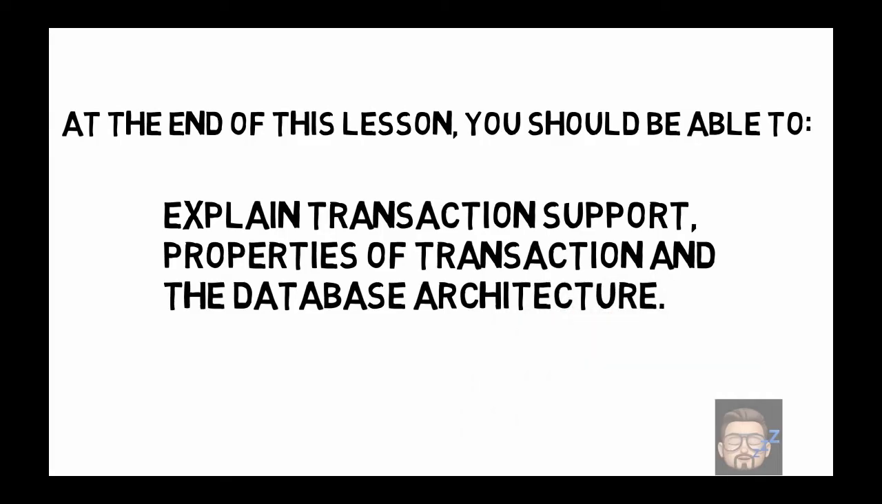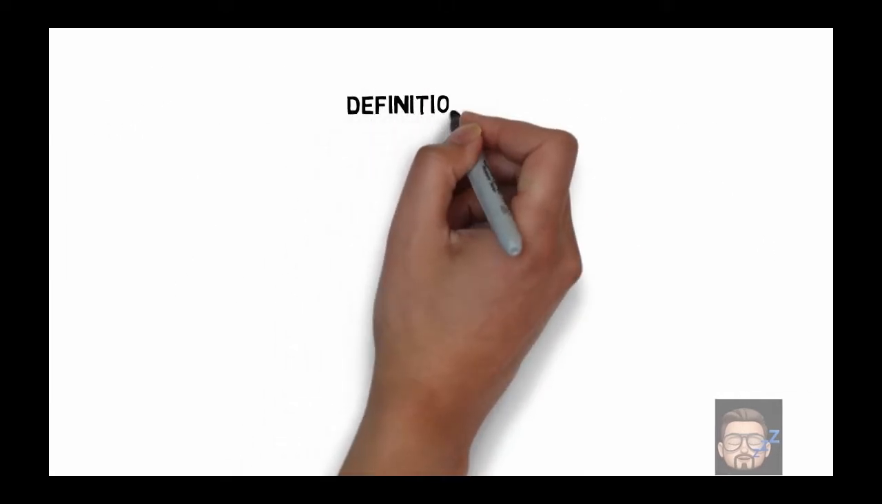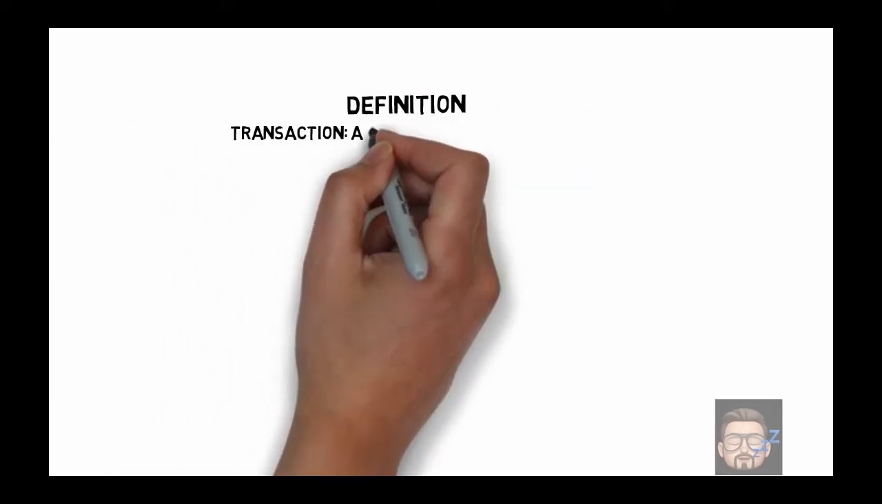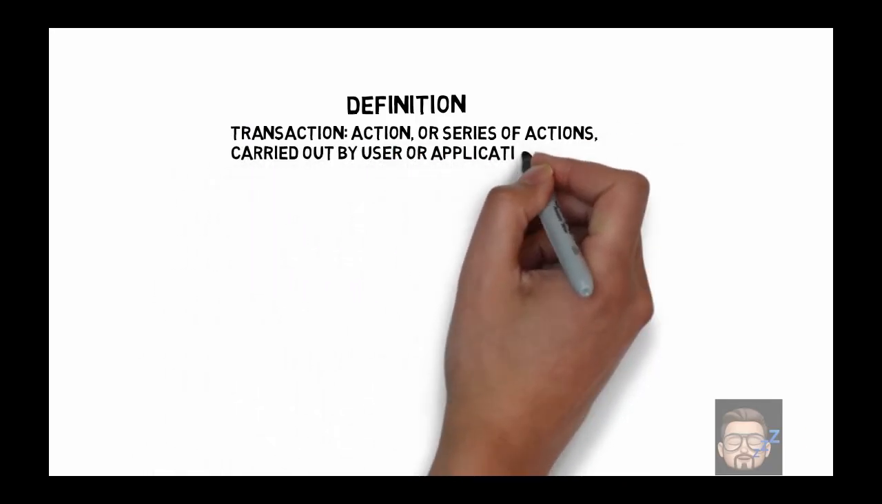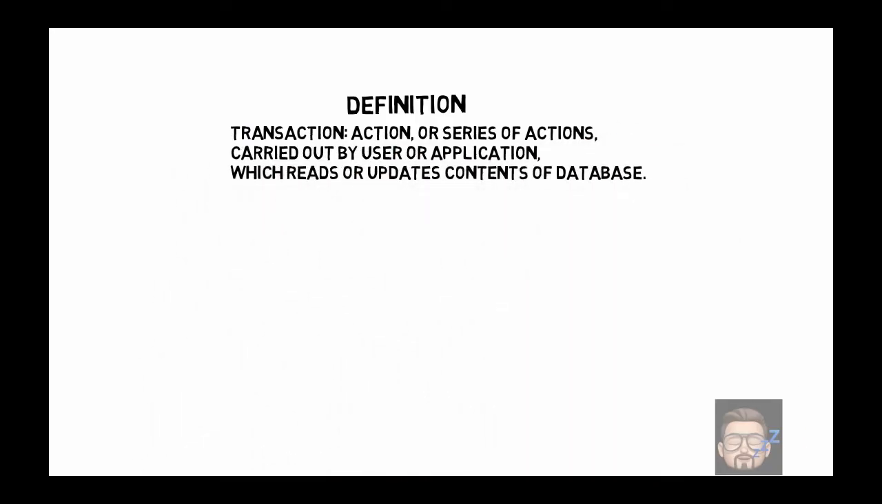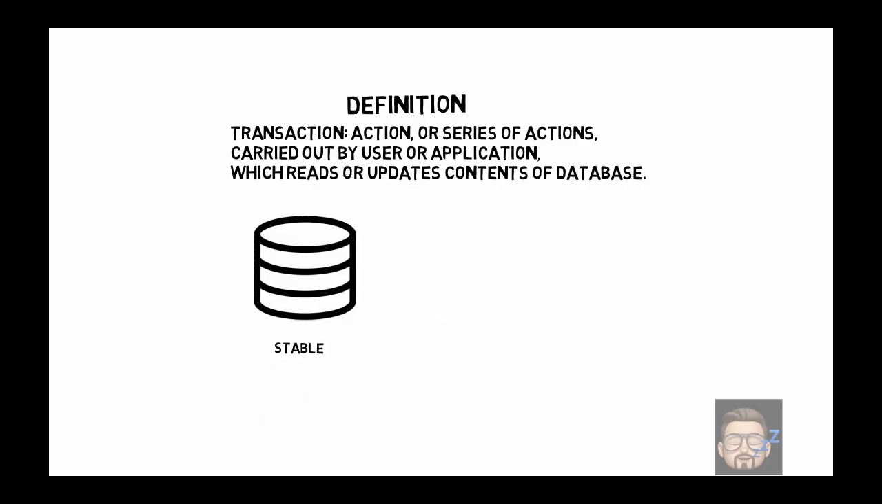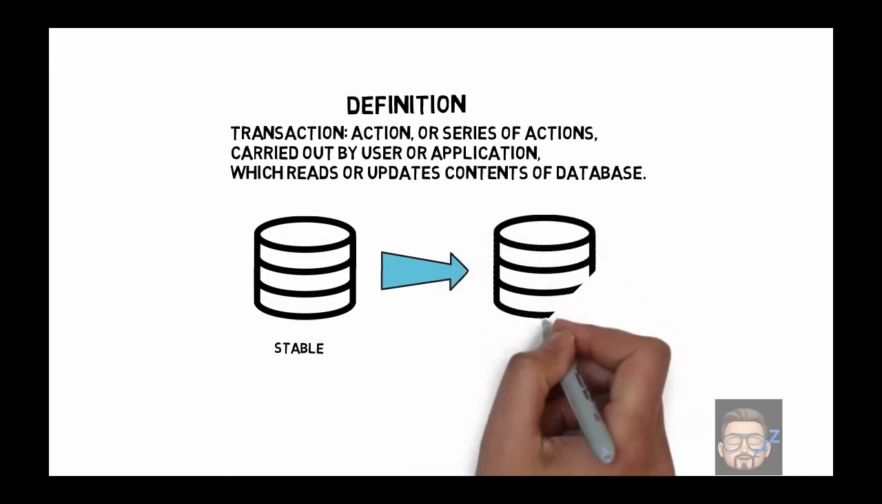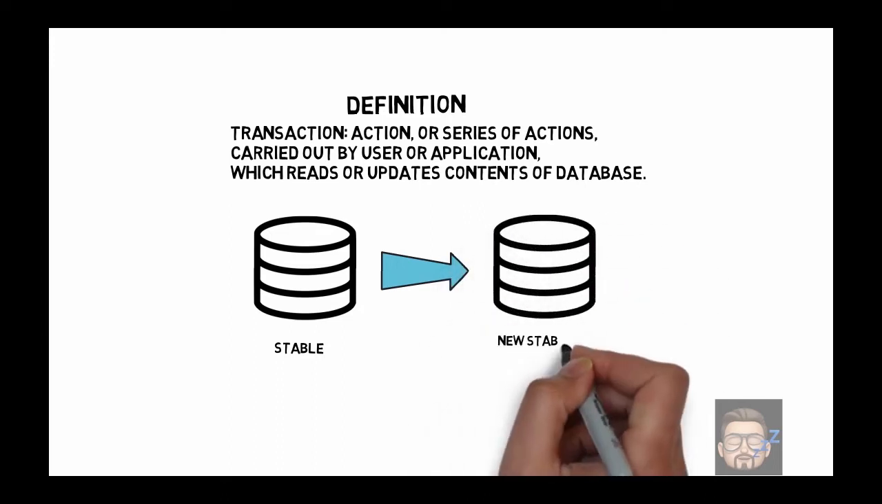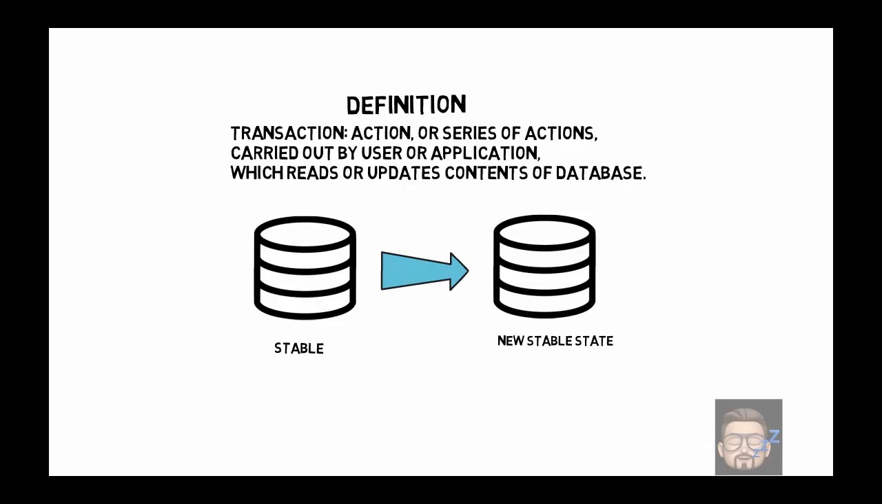architecture. Transaction is an action or series of actions carried out by user or application which reads or updates contents of database. Each operation on database can be considered as transactions. During transactions, database is transformed from consistent state to another state, although the consistency might be violated.